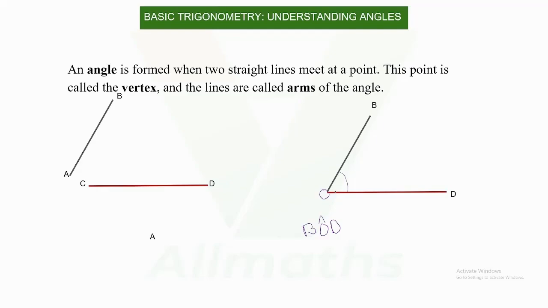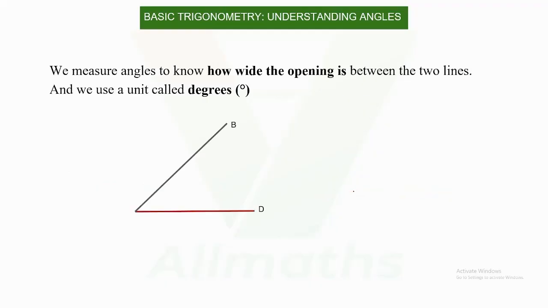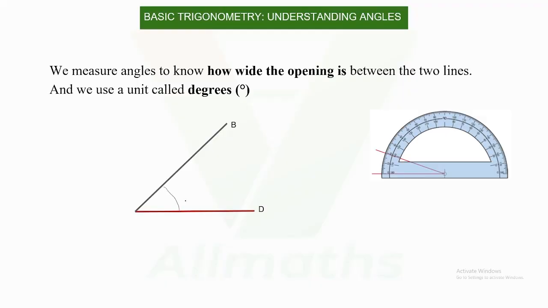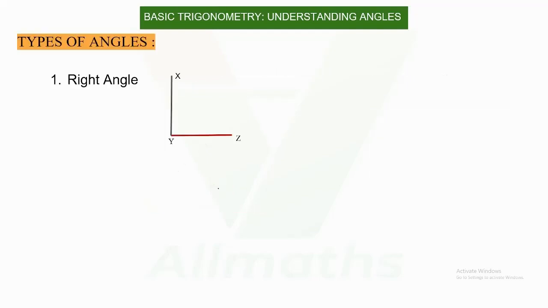And when we're measuring an angle, we are measuring how wide these lines are to one another. We use a unit called degree. When we use an instrument called a protractor to measure the wideness of this angle, let's say it's 25, then it's called 25 degrees. So we're going to be looking at different types of angles based on their measurements, okay?